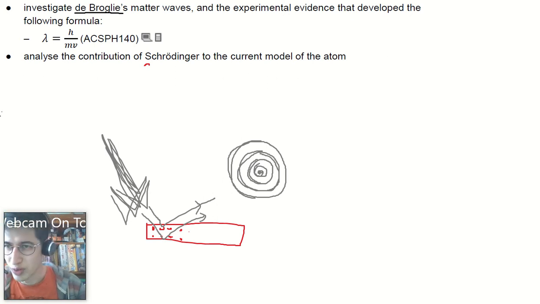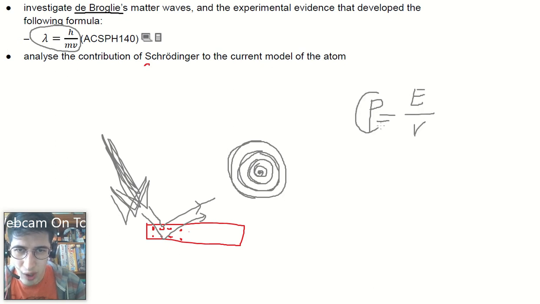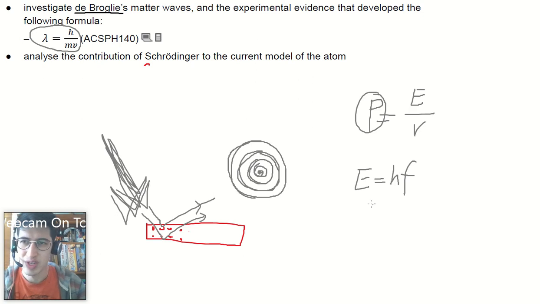Okay. Oh, and the following formula. So we had the wavelength, we had the momentum of a photon, p equals E over v. We had the momentum of a photon from Einstein's theory of relativity. We've got the energy of a photon as well. So this relates how the frequency of a photon relates to the energy and how the energy and velocity relate to its momentum.